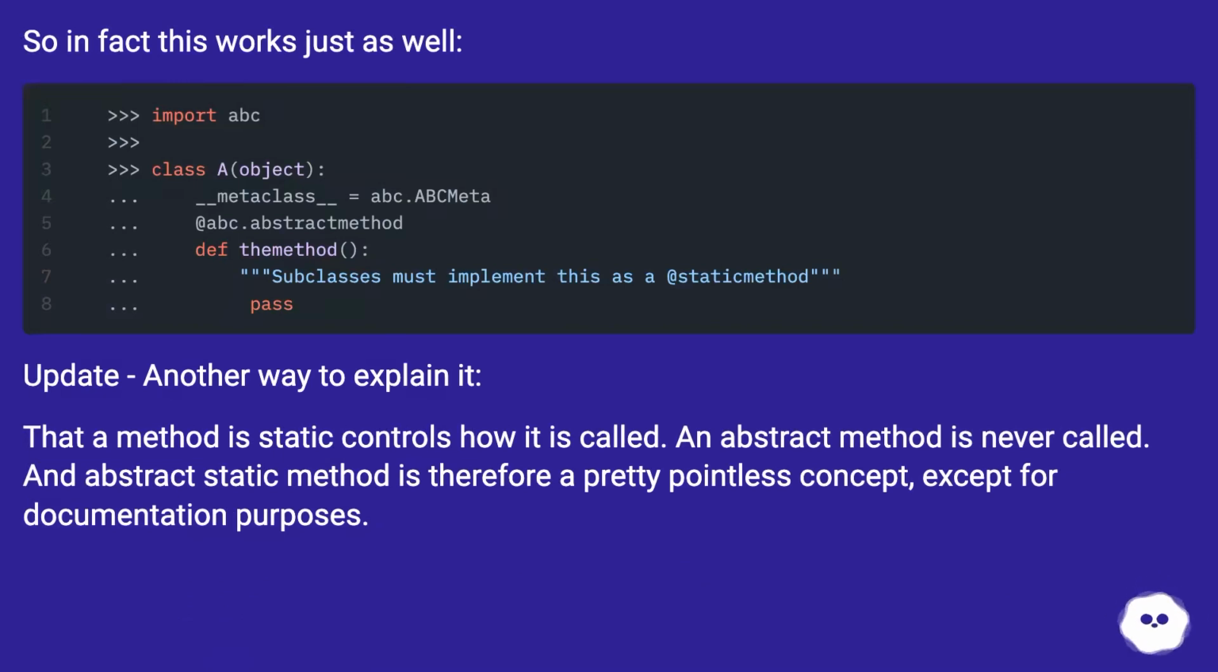Update, another way to explain it. That a method is static controls how it is called. An abstract method is never called. An abstract static method is therefore a pretty pointless concept, except for documentation purposes.